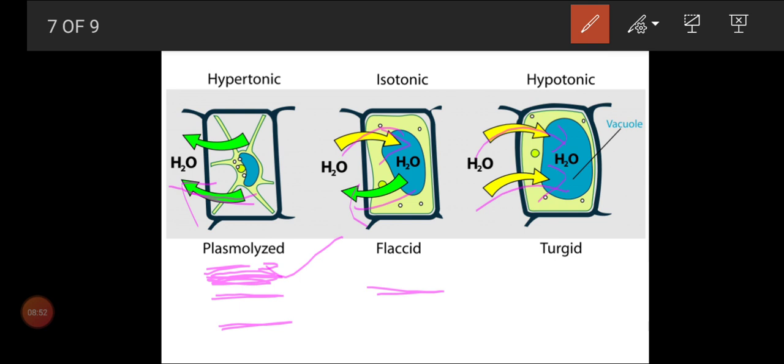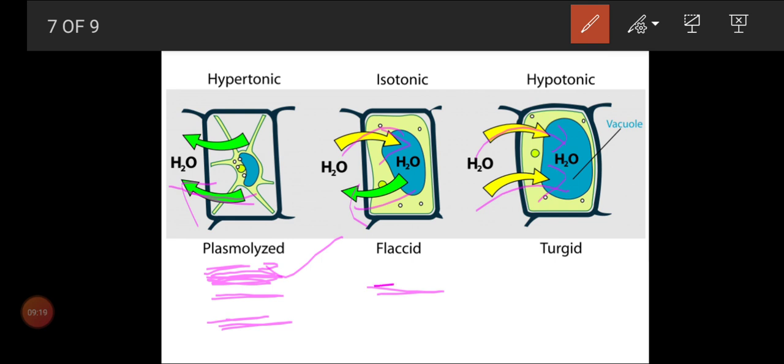And you can keep pickle for six months or one year without any preservatives. Why? If water content is present, it will decay. If there is no water content, automatically it won't decay or get spoiled. That is the process behind plasmolysis. I think now we are clear with plasmolysis. And isotonic solution means there is no entry and exit also.